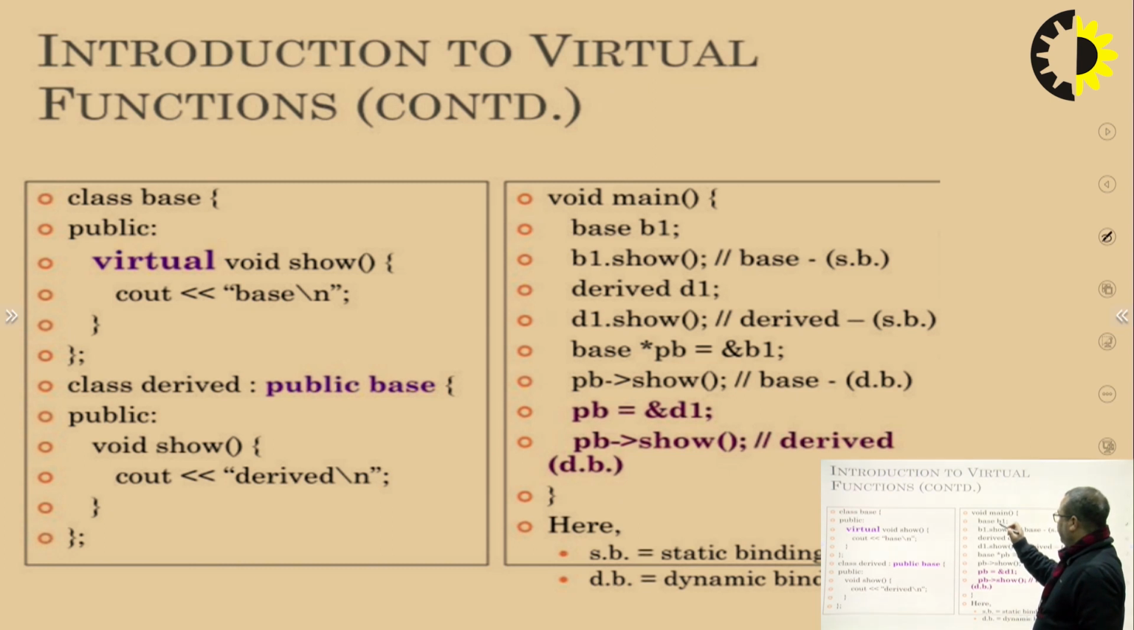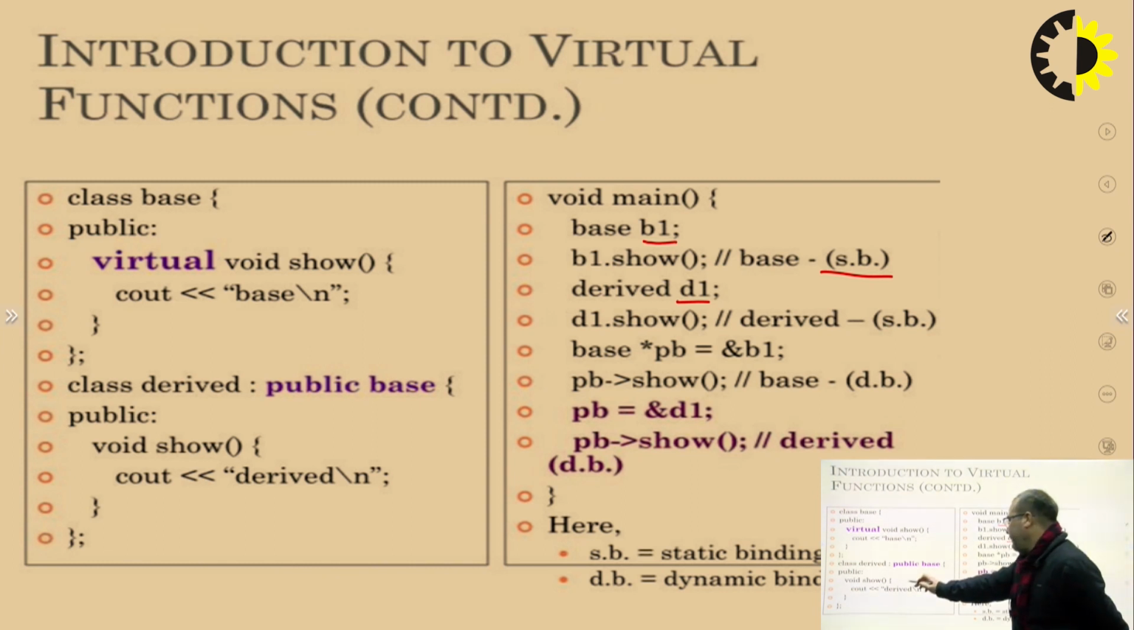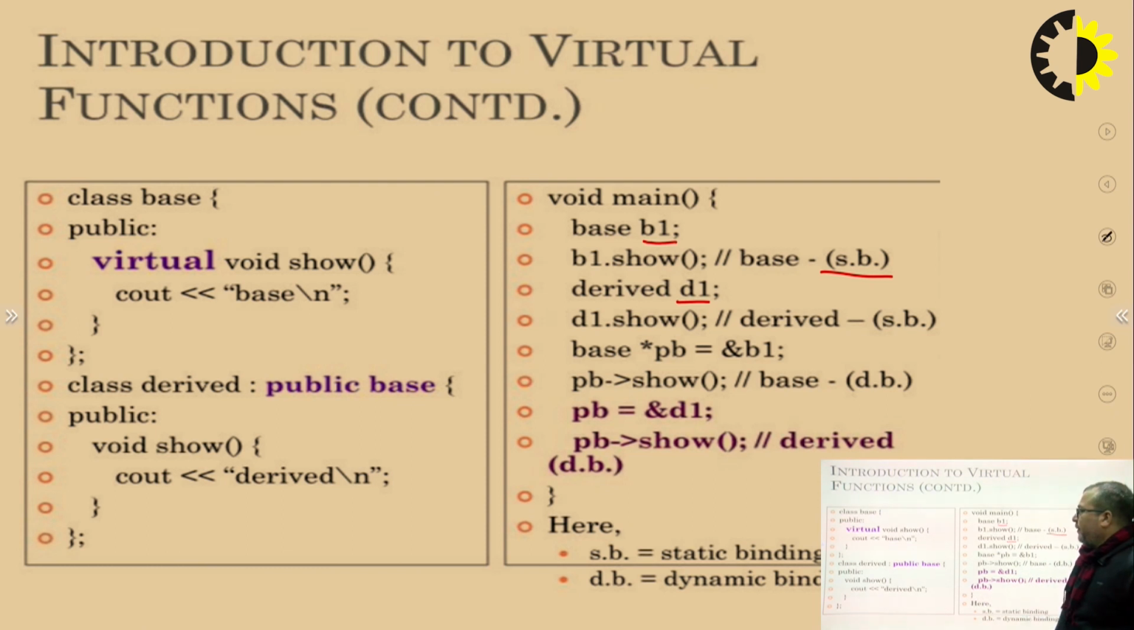So we have B1, the object of the base class. B1 dot show, what function will be invoked? This base class function, simple. So this is static binding, compile time polymorphism. Similarly, we have created the derived class object D1. D1 dot show will of course invoke the show function in the derived class. So this is derived static binding.